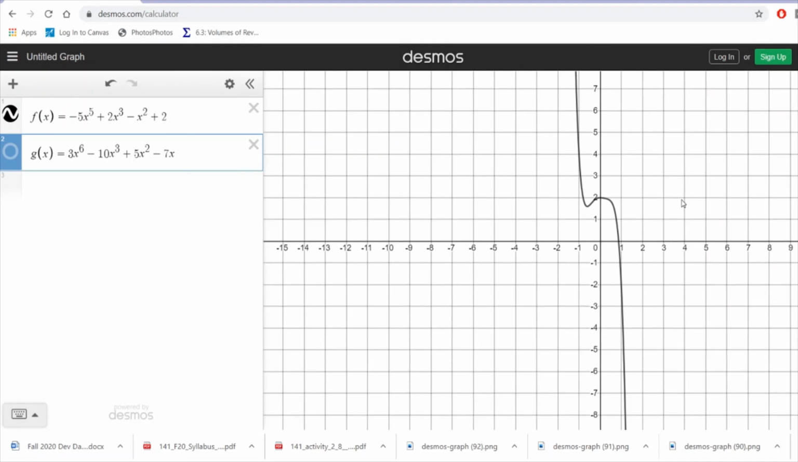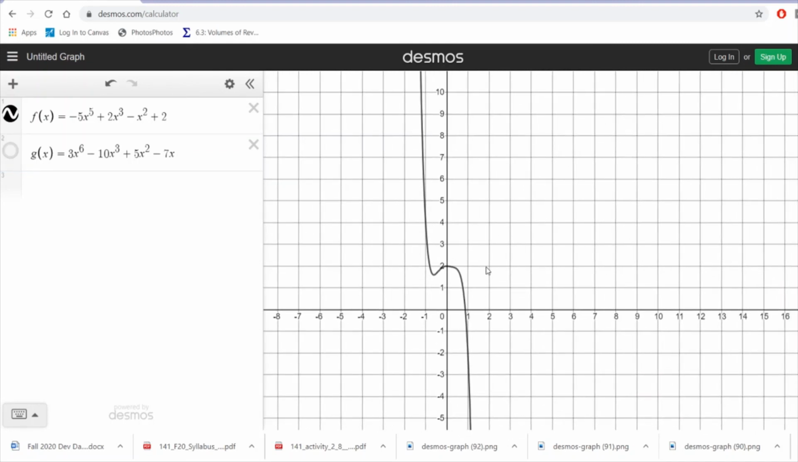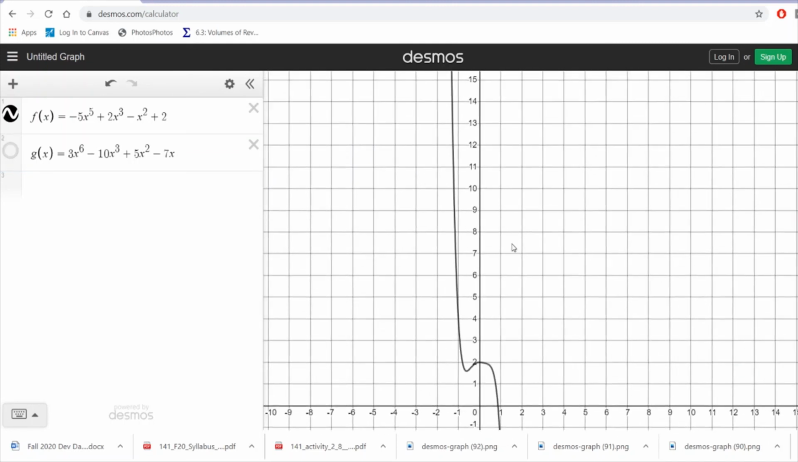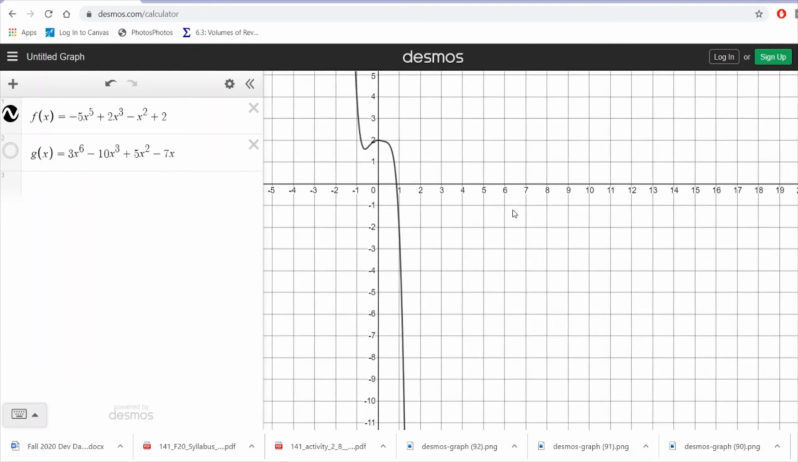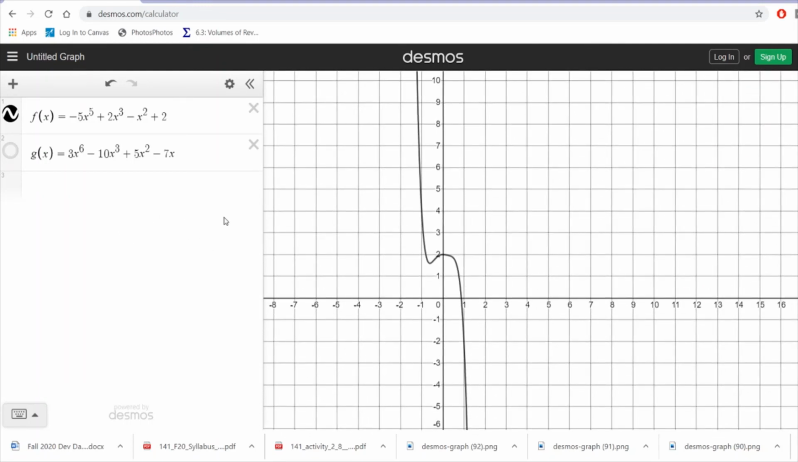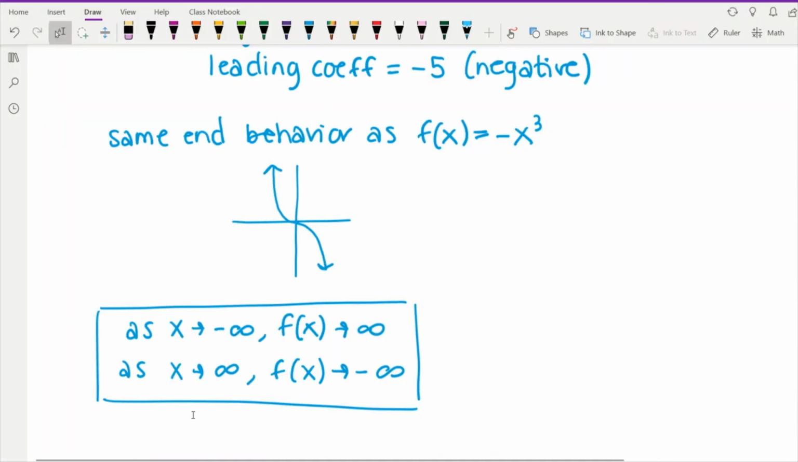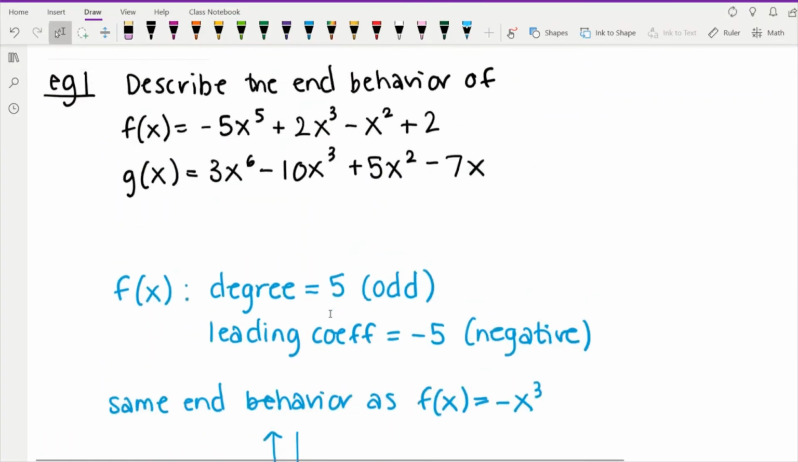So here's the function. We can see the middle has some different stuff going on, but we can see that, yeah, the left side is going up and the right side is going down. And that's exactly what we expected based on the end behavior that we identified. All right, let's do the next one.